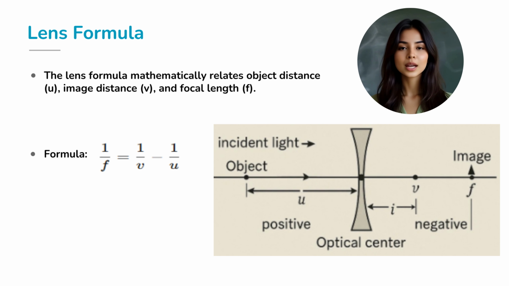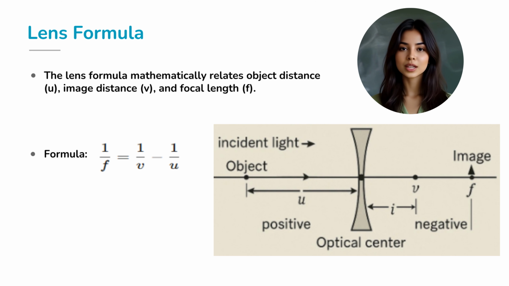Okay class, now it's time for the most important relation in lens physics, the lens formula. This is the golden equation that links the object, the image, and the lens itself. Ready? Here it comes, 1 divided by f is equal to 1 divided by v minus 1 divided by u. Here, f stands for the focal length of the lens, v is the distance of the image from the lens, and u is the distance of the object from the lens.